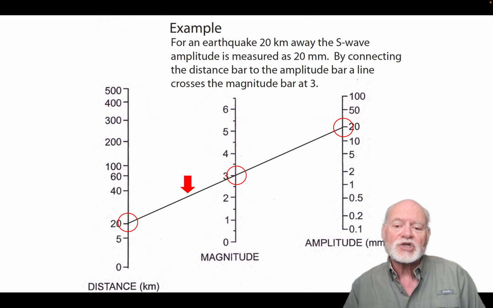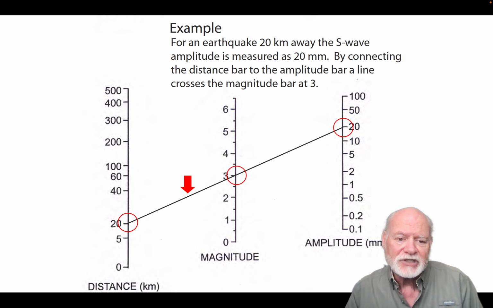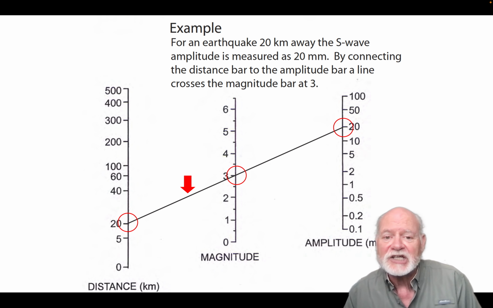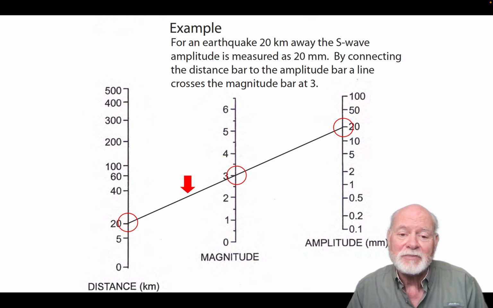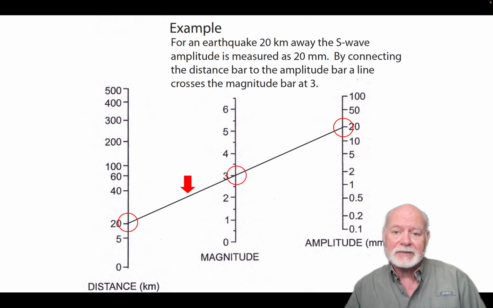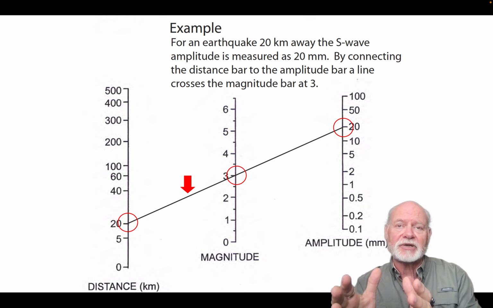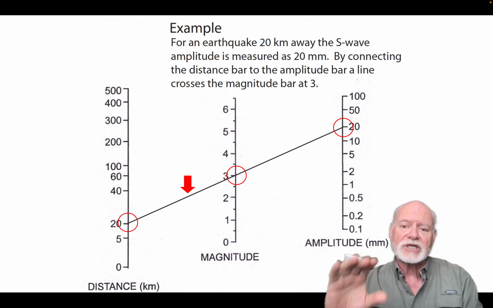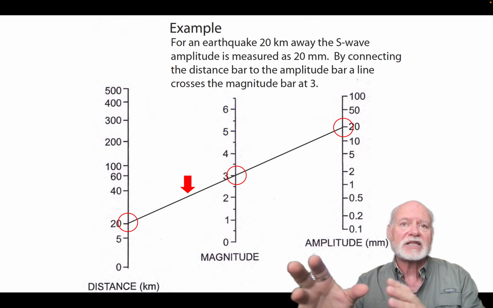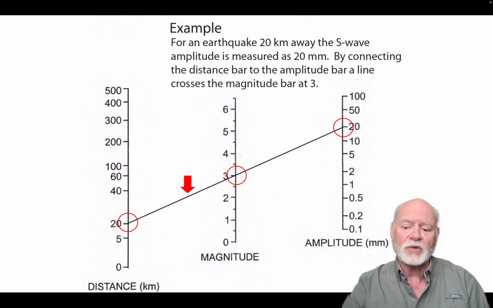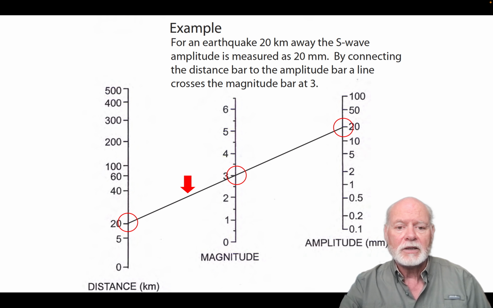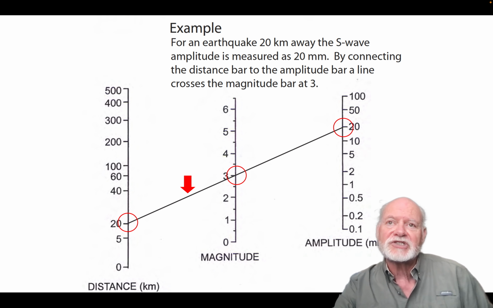If you had a 20 millimeter amplitude, but your focal distance was 300 kilometers away, then your magnitude would be more like magnitude 5.5. Right? So remember, there's a function when you look at your seismogram. How big the ground motion is where you are is a function of how big the magnitude of the earthquake is and how far away you are. So these are the elements that you need.